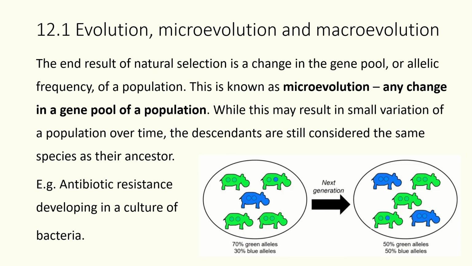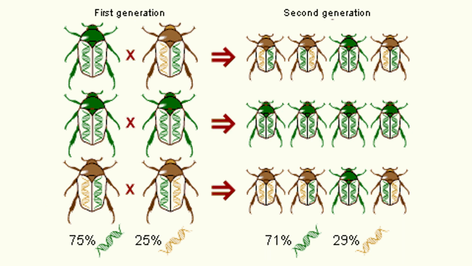We can see this in magpies. If you look along the eastern edge of Australia, magpies are slightly different in terms of their black and white patterning, basically north of Canberra compared to south of Canberra. So next time you're in Melbourne, have a look at the magpies. You'll notice they've got a slightly different patterning. This also happens in antibiotic resistance in bacteria that we see, which is a very big problem these days. Another example for you there, we've got some beetles that can either be green or yellow. In the first generation, we had 75% green alleles, 25% yellow alleles.